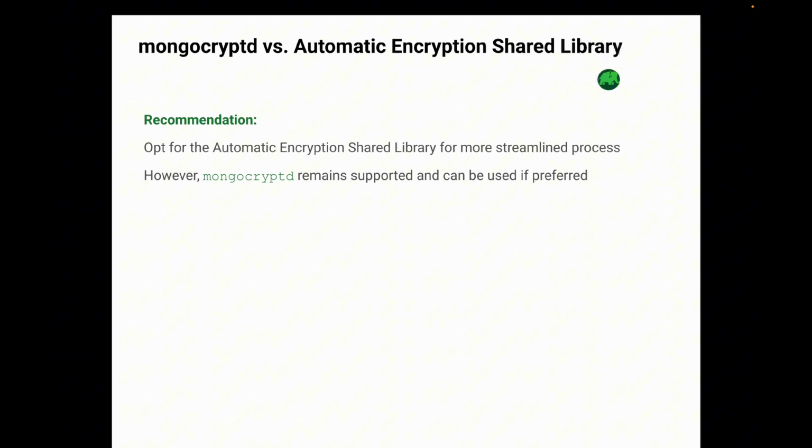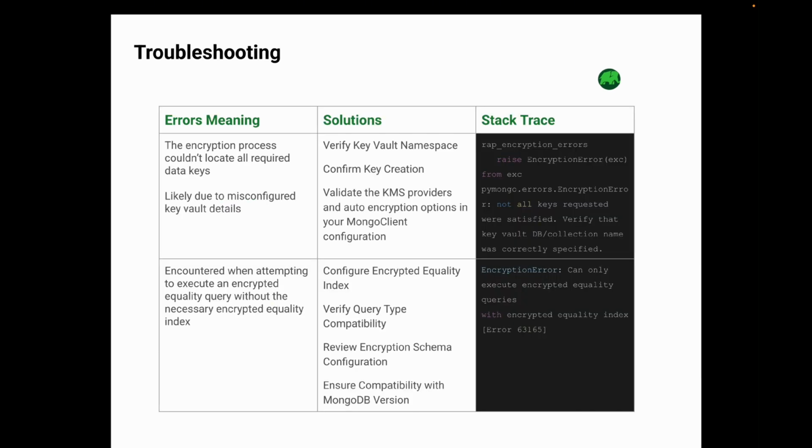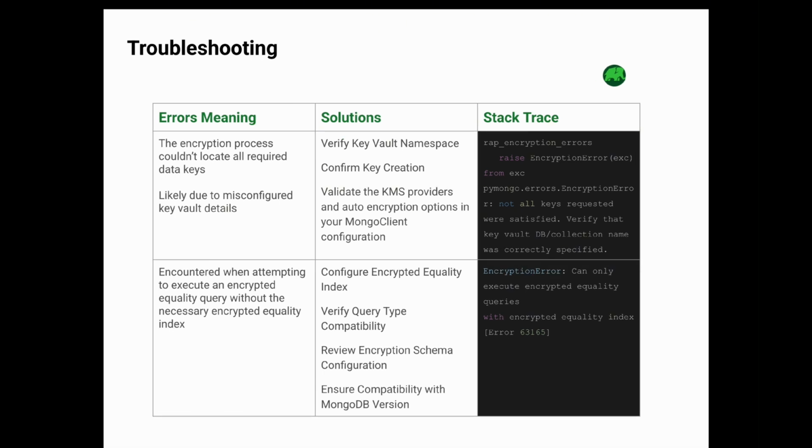So it's recommended that you opt for the automatic encryption shared library for a more streamlined process. However, MongoCrypt remains supported and can be used if preferred. Here are some common queryable encryption errors with their solutions. The first error states the encryption process could not locate all required data keys, likely due to misconfigured key vault details.